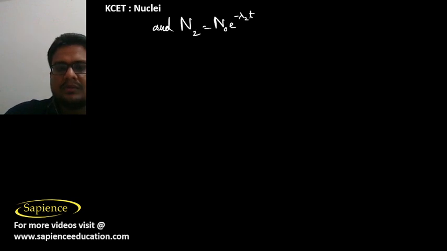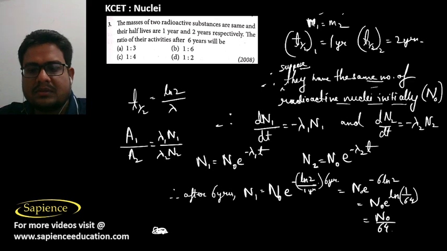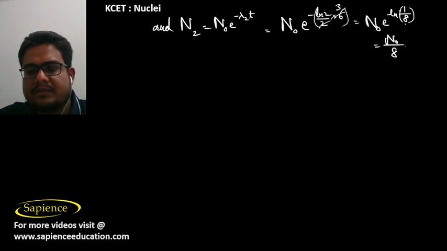And similarly N2 will be N0 e^(-λ2 t). So after 6 years this will be N0 e^(-ln2 by 2 years into 6 years). This is 6 by 2, which is 3. N0 e^(-3 ln2), that is 2 power minus 3, that is 1 by 8. So this is N0 by 8.